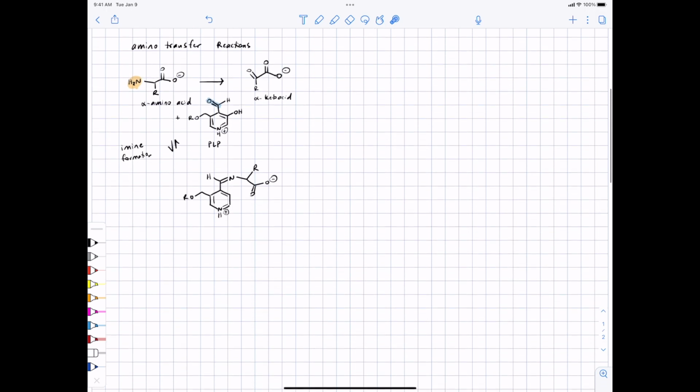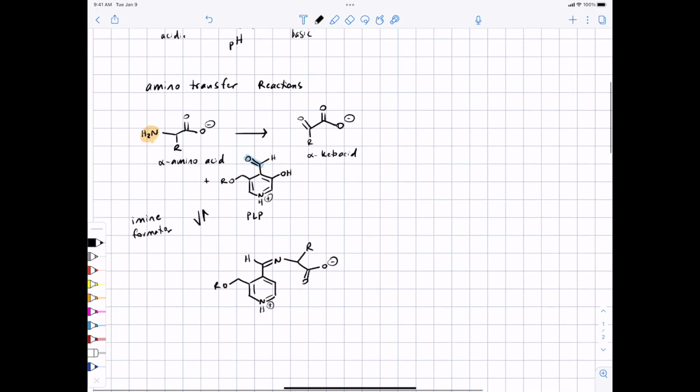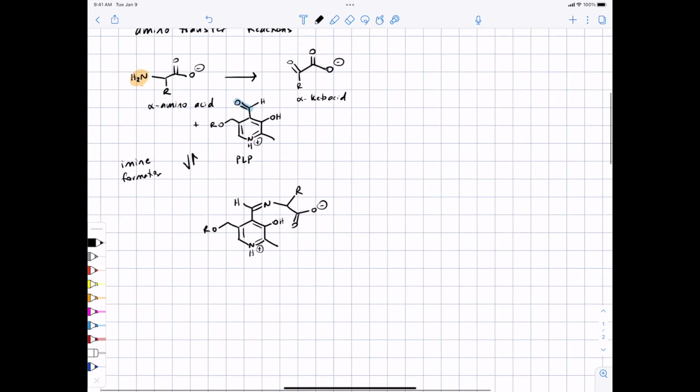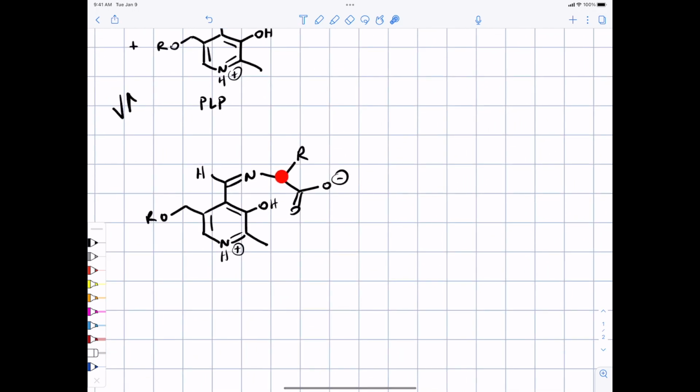Yeah. Now, that imine double bond between carbon and nitrogen happens to be conjugated to this pyridinium ring, which by virtue of being protonated, oh, I am missing something, aren't I? There's a methyl group there and an OH group, sorry. By virtue of being protonated, this ring is electron deficient, and so it can be viewed as something of an electron sink.